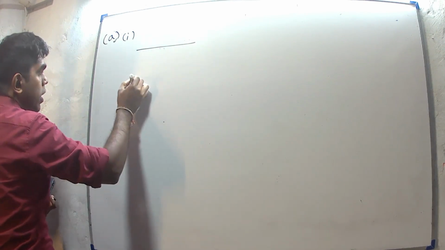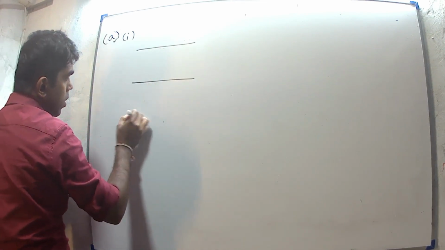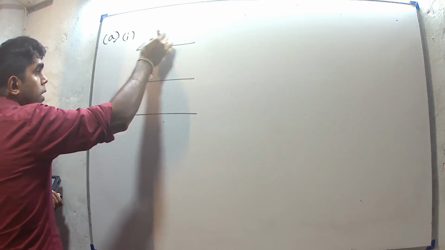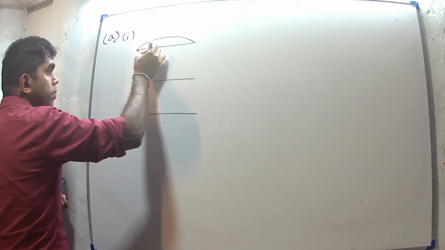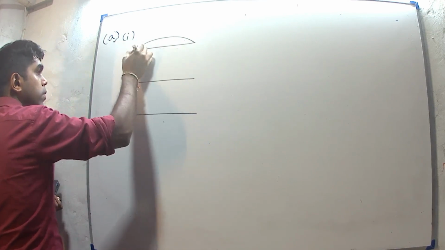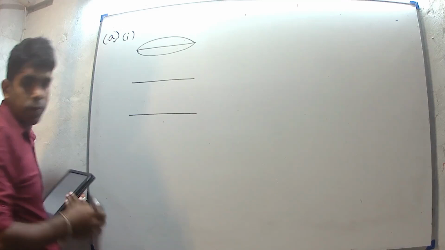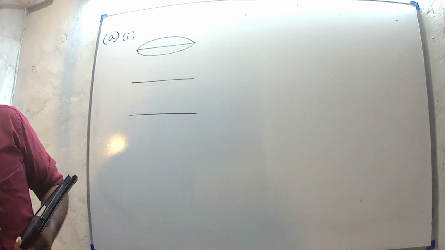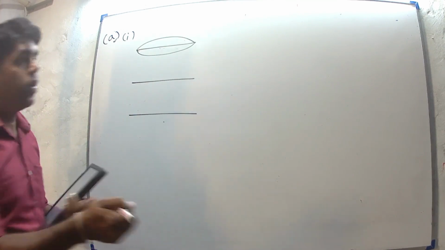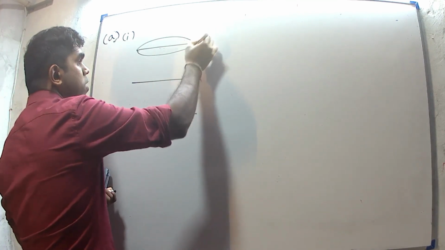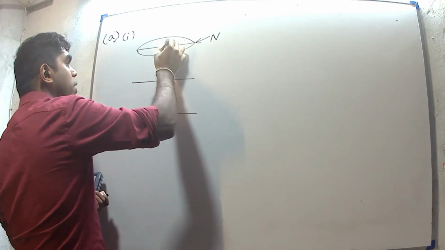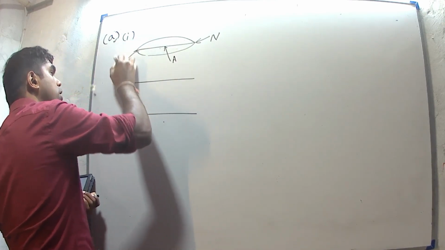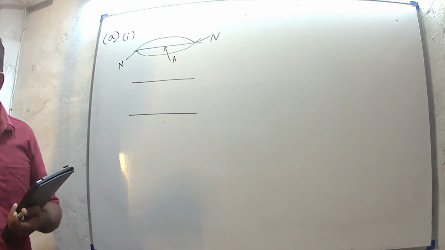We have to draw three diagrams. First one, fundamental. At the fundamental, there is only one loop. This point is a node and this point is an antinode. Again this point is a node. Fundamental.